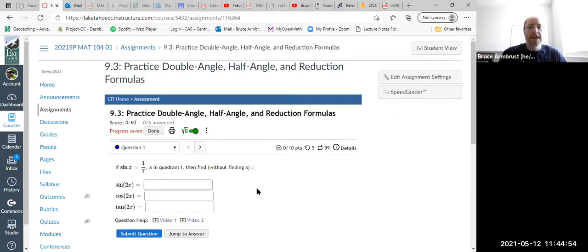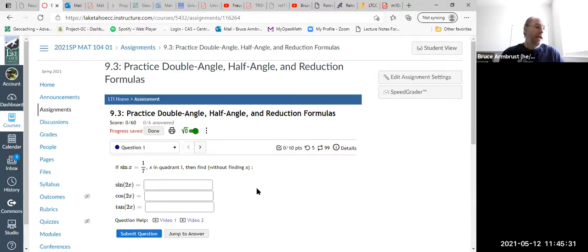Number 1 says we've got sine of x is equal to 1/7, and we know that x is in quadrant 1. Then we want to find sine of 2x, cosine of 2x, and tangent of 2x. It said to find all this without actually finding x. So we're not going to find out what the angle is. I don't need to know what the angle is. I can get the answers just by using the identities.